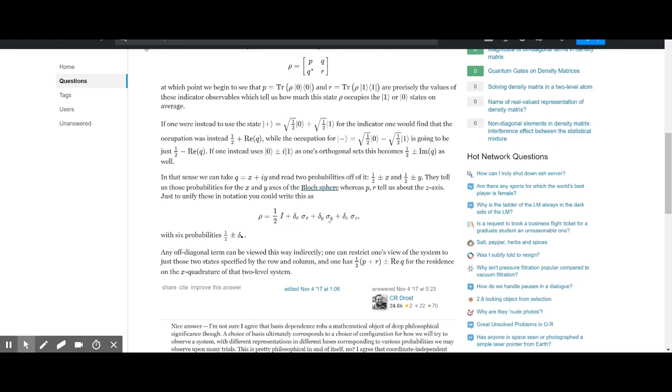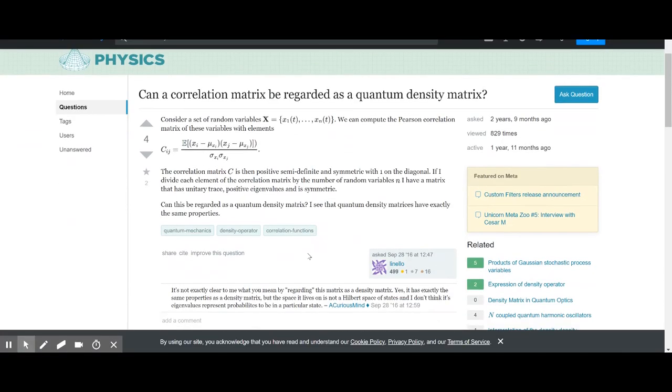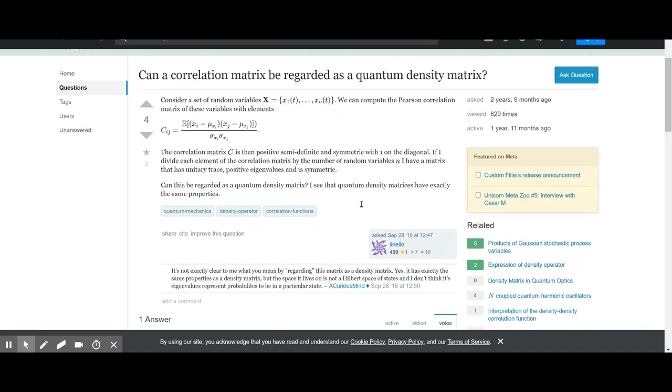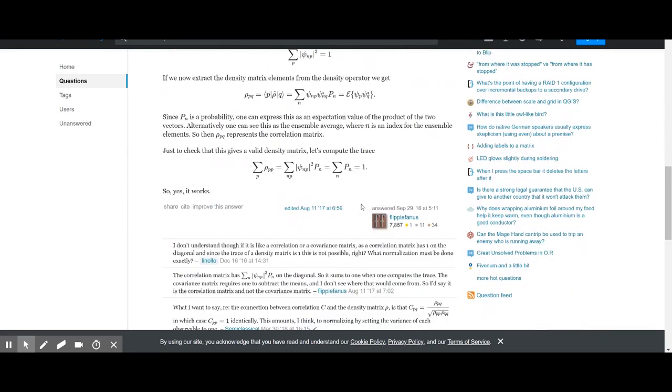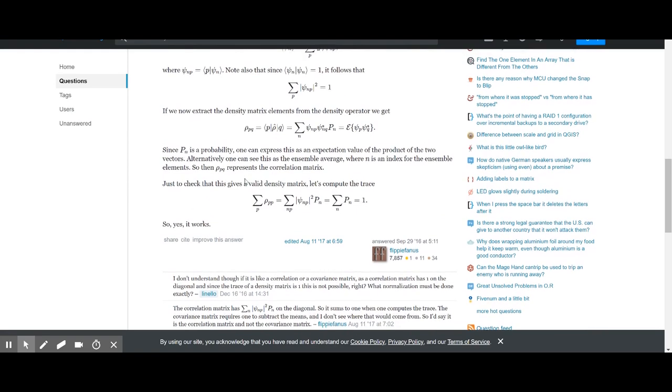This is one interesting thing. And what I have in my mind right now, it just came: can a correlation matrix be regarded as a quantum density matrix? What's the short answer? No mass. So yes. So it seems like it can be that those elements represent the correlations, which would be pretty cool. And it just came to my mind.